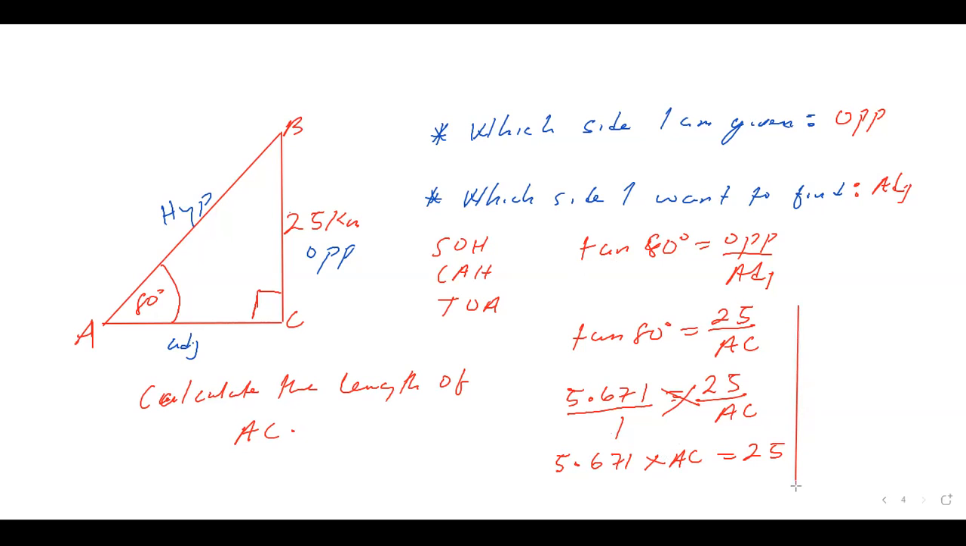So we move the 5.671 across. So this is AC now. AC is equal to 25 divided by 5.671. All right. So what do we get for AC? 4.4. You get 4.4.